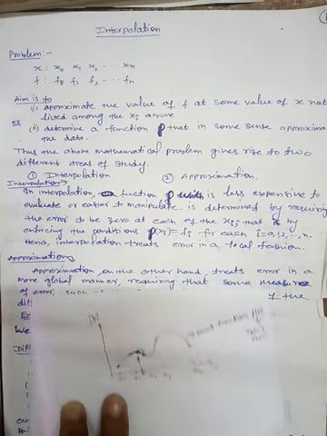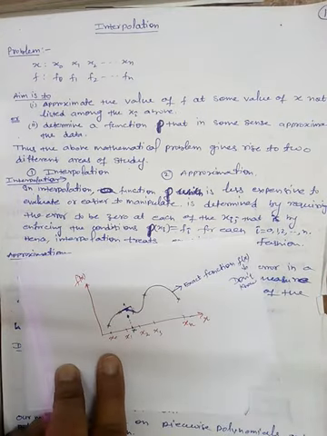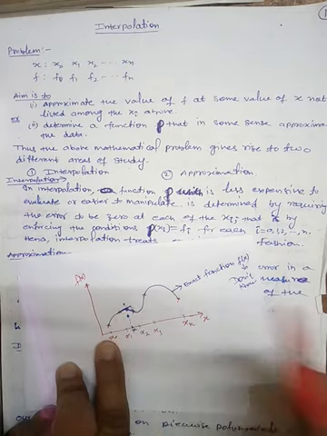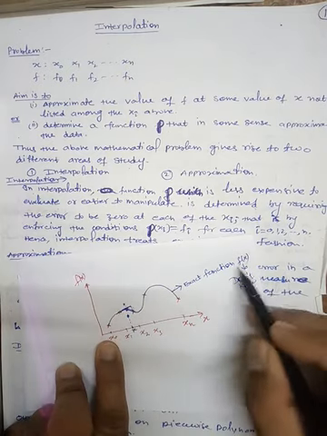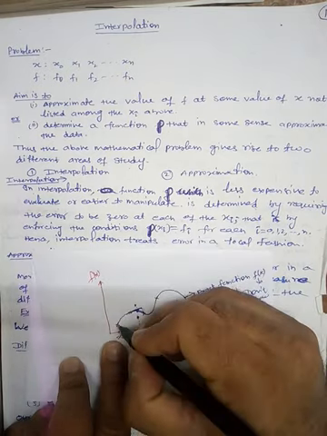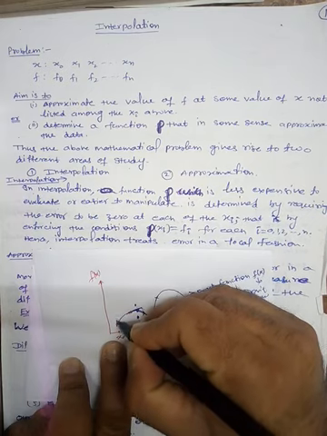What is the meaning? Meaning is that basically this is the exact curve. So here, since we don't know f, what we will do is basically fit a polynomial like this.